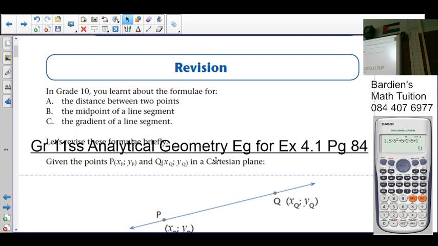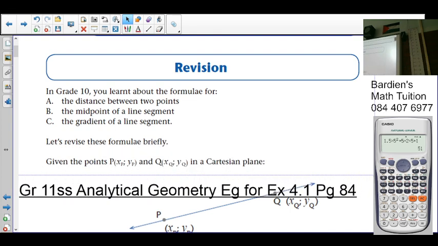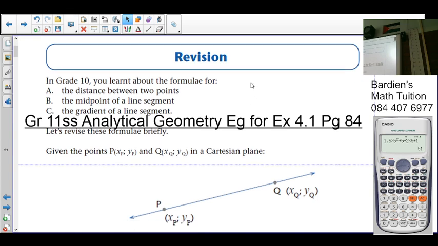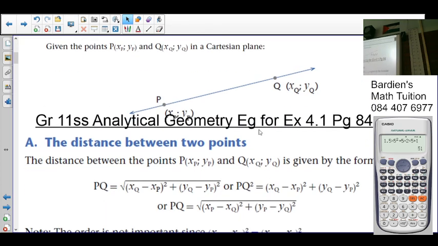We also spoke about the equation of the straight line, which is in the form of y equals mx plus c. If lines are parallel, what do we know? Gradients are equal. If lines are perpendicular, the product of the gradients is negative 1, and if points are collinear, gradients are equal. Which means to say, what does collinear mean? Basically, the points lie on the same line.